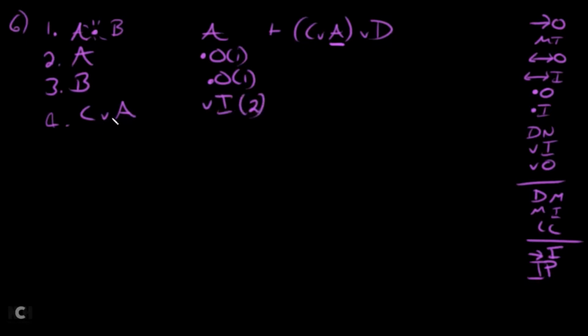Now this is its own thing that I'm going to then attach the D onto. Watch this. So I've got C wedge A, and I'm going to go wedge D. That's a wedge in on line 4, and we're done.